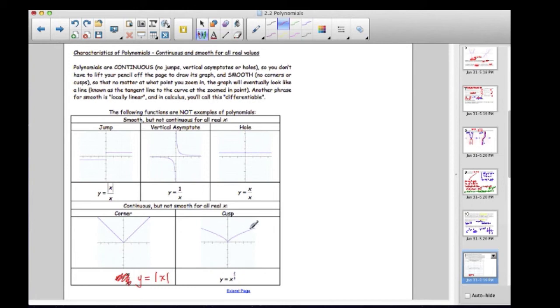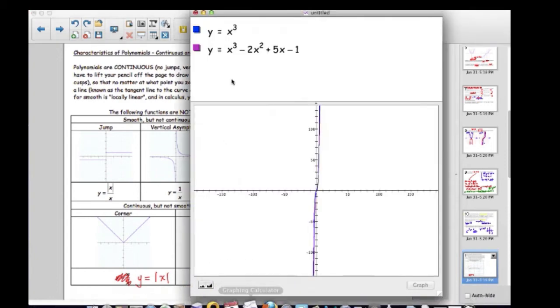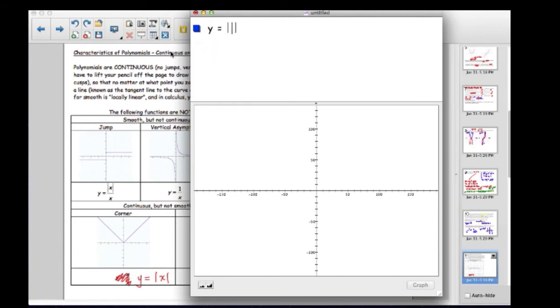And we have a cusp, which is this shape on the graph of x to the 2/3. Specifically, if we look at the graph of absolute value of x, and we try to zoom in at the origin, we know that we will never get a single tangent line. And we have a sharp corner where the left-hand slope and the right-hand tangent slope are different values.